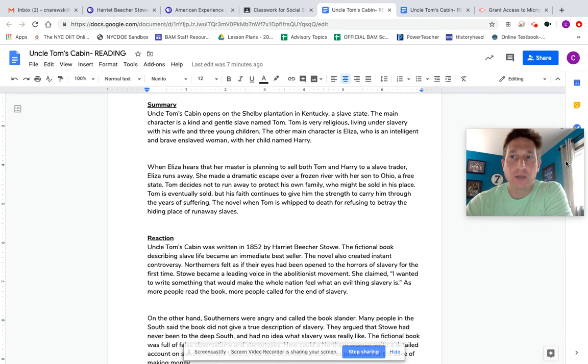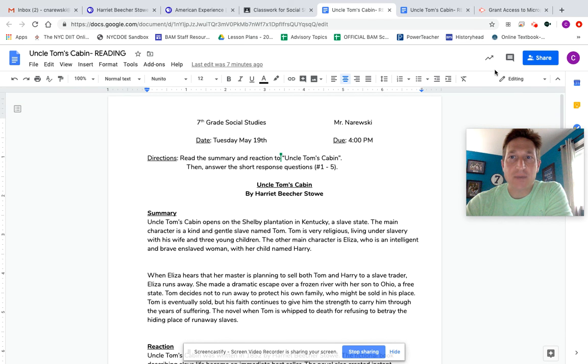When you're done, scroll up to the top. You're going to see a turn in button in the top right corner. Please turn that in for a graded assignment.